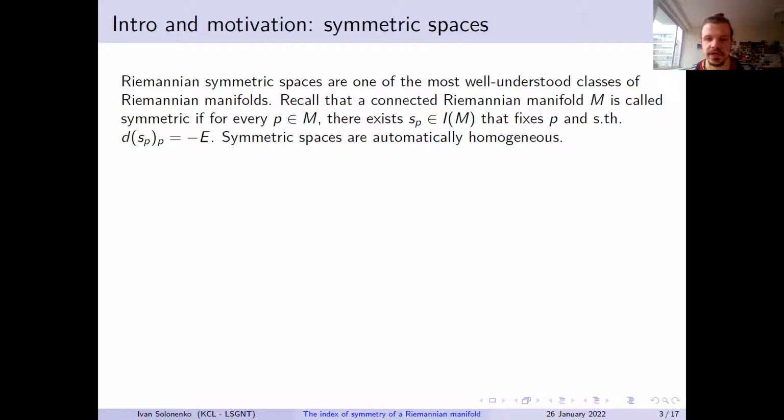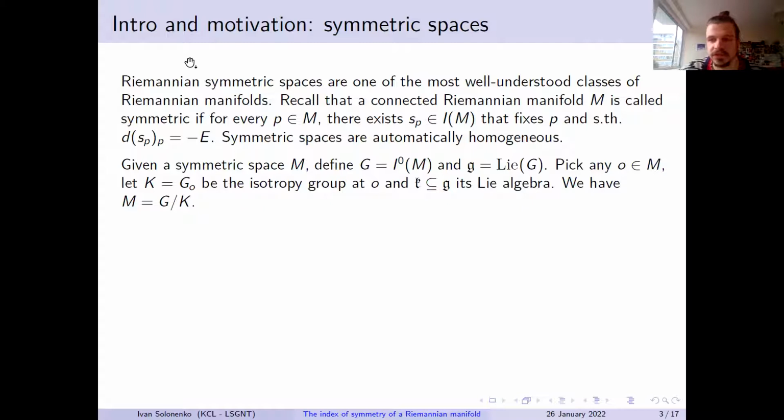So recall that a connected Riemannian manifold is called symmetric if for every point of the manifold there exists an isometry that fixes this point and whose differential at this point is just -1. In other words, this S is an involution and P is the isolated fixed point of this involution. Or in other words, it just reverses geodesics through this point. Symmetric spaces are automatically homogeneous and much more than that.